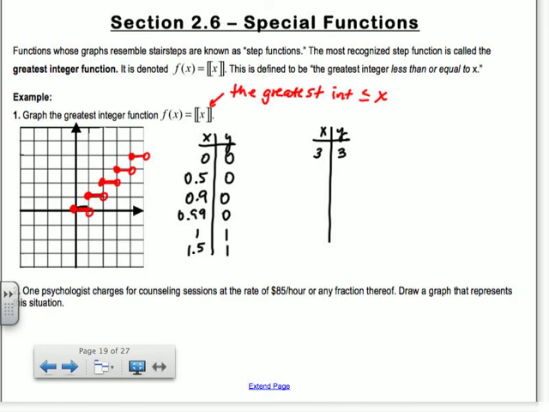Okay, now let's try negatives. Let's say I was at negative 1.2. What's the greatest integer less than or equal to negative 1.2? Negative 2, you guys are good, yeah. Because here's where negative 1 is, here's negative 2. If I'm at negative 1.2, I'm going to round down to negative 2. So basically the steps continue, just like you would think they would. But they're not connected, right?